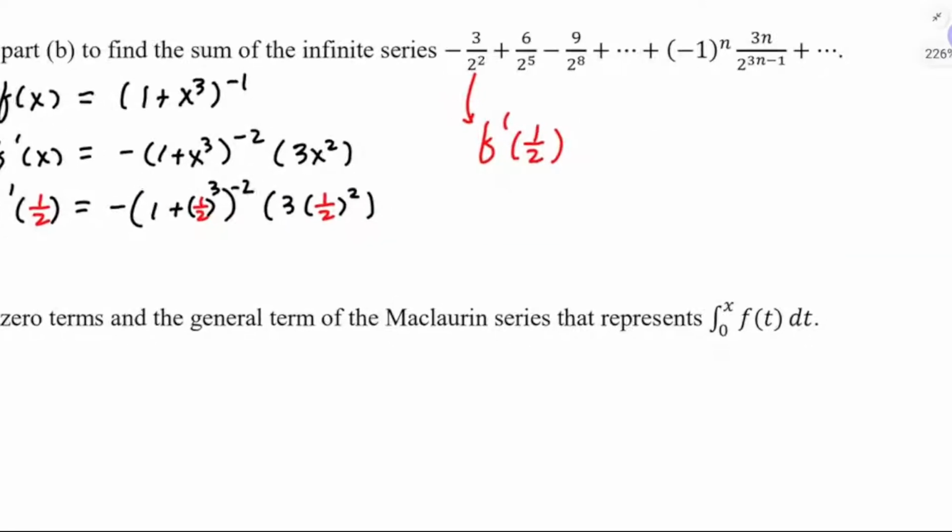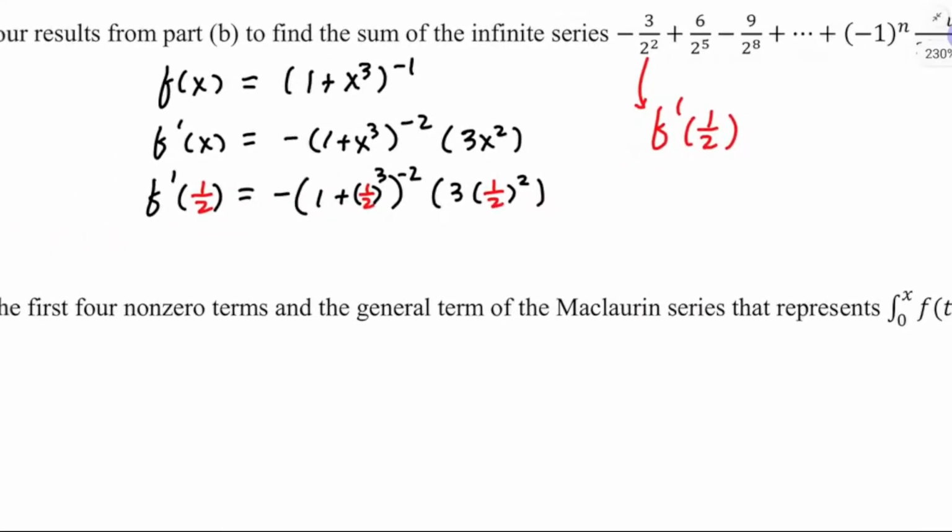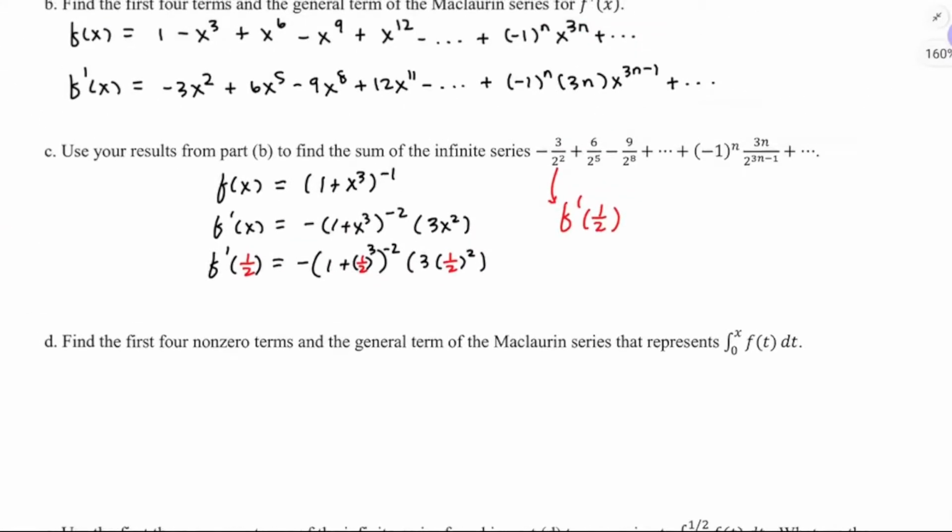And so, first 4 non-zero terms and the general term of the Maclaurin series that represents the integral of f of x from 0 to x. So that's going to be the antiderivative of f that happens to have f of 0 equals 0, because you can envision plugging in 0 there. We've talked about this before. C is going to equal 0 if you want to think about it like that.